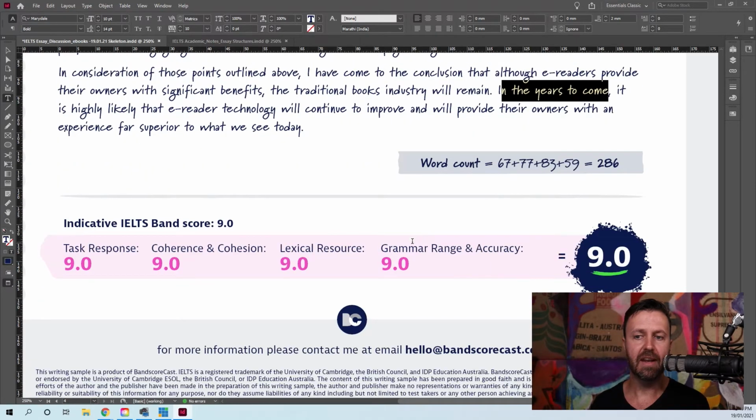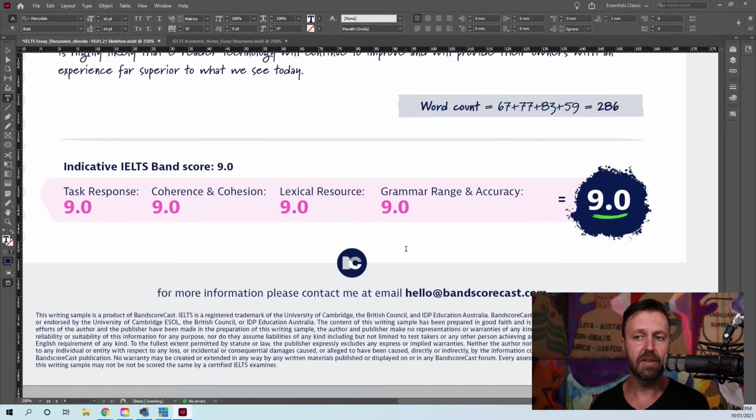Now, in terms of an indicative IELTS band score, this is indicative. Based on the published examiner matrix, you could argue that this has a task response of 9 because we have directly answered the question as to whether the book industry will survive or whether it will be killed by e-readers. Coherence and cohesion, we've talked a lot about that in this episode, about moving from one to the next.